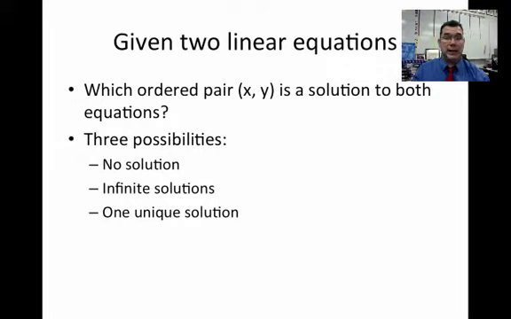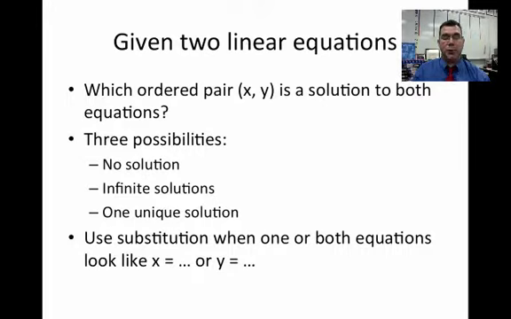And that usually means that the lines are parallel, at least in two dimensions. Then we have infinite solutions, where any x and y that is a solution to the first equation is also a solution to the second equation. And then what more often happens is that you get one unique solution. So even though each line separately has a bunch of x's and y's that are solutions to that particular line, there is only one x and y that is a solution to both lines, and that is the x and y that we're looking for.